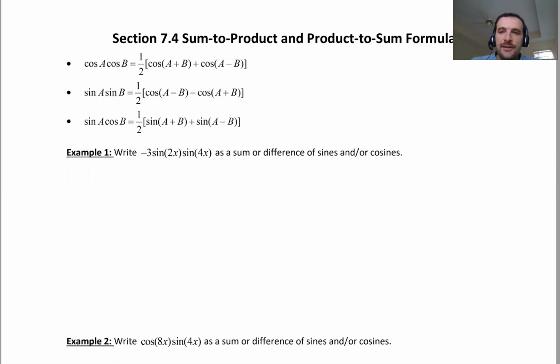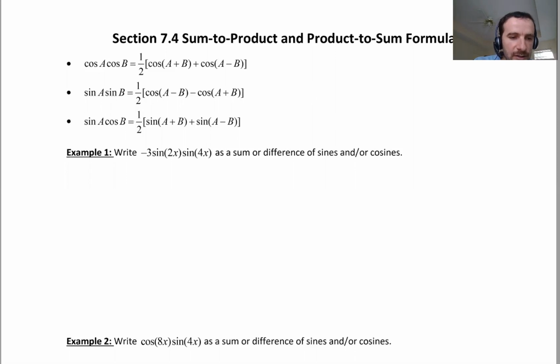Okay, and those formulas actually are coming from the sum and difference formulas. So it is from 7.2. So we are just using those formulas, those theorems, to obtain these new formulas. Okay, so what are those formulas?